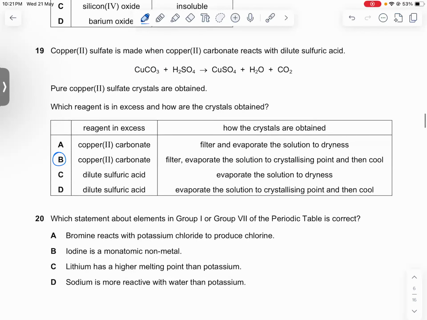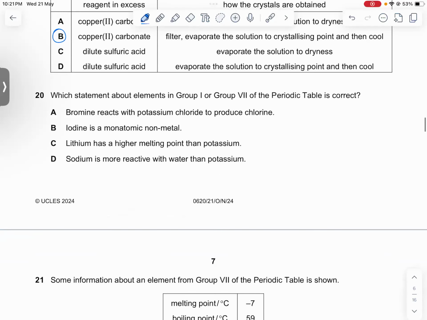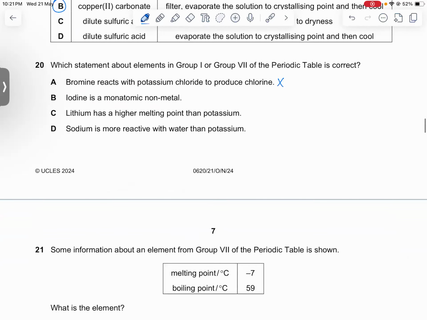Next question. Which statement about elements in group 1 or group 7 of the periodic table is correct? Bromine reacts with potassium chloride to produce chlorine. Iodine is a monoatomic non-metal. Is the first option correct? Let's see. Bromine reacts with potassium chloride. It does not. Bromine is less reactive than chlorine, therefore it would not be able to displace chloride. Iodine is a monoatomic non-metal. That is wrong. It is diatomic, I2.